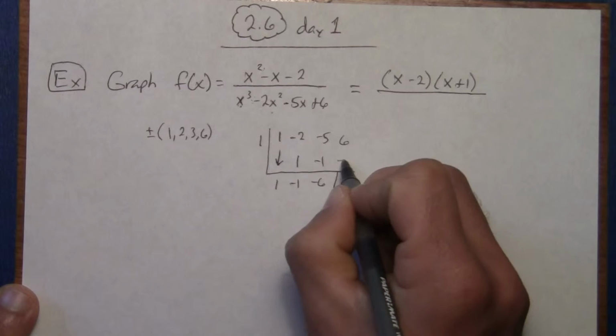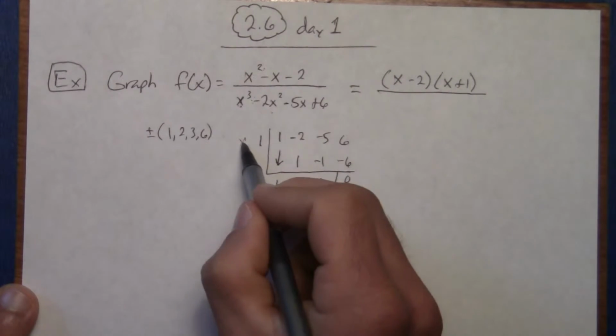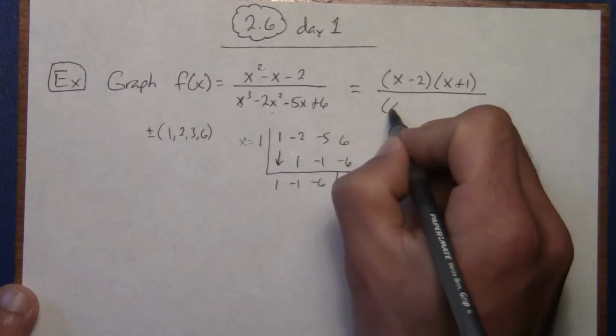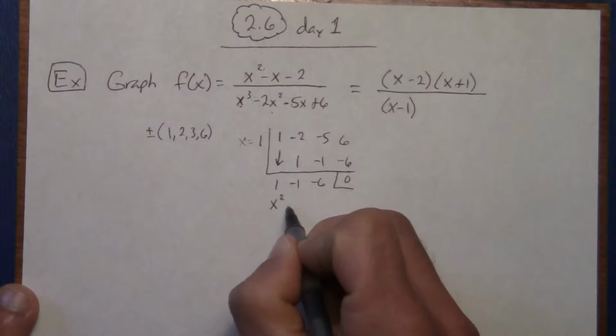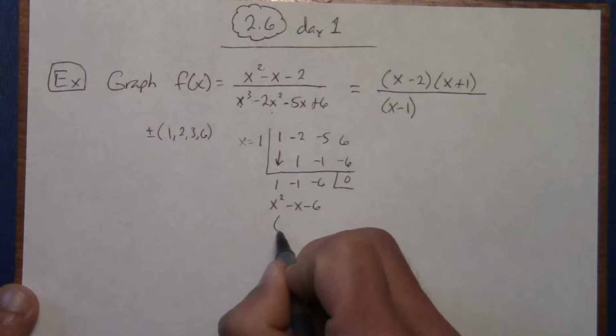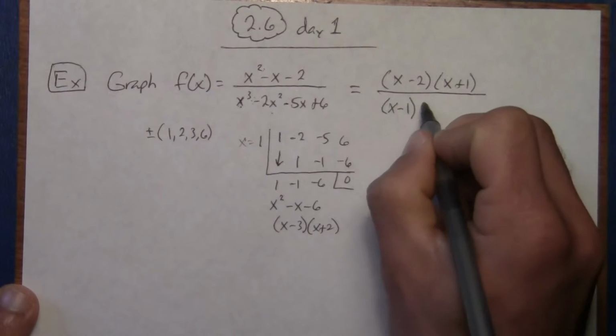And so I run through, and sure enough, I get 1 to work. So it's not that I want the x-intercept of x equals 1. That means it's a factor of x minus 1. Remember, this represents x squared minus x minus 6, and that factors into x minus 3 and x plus 2.